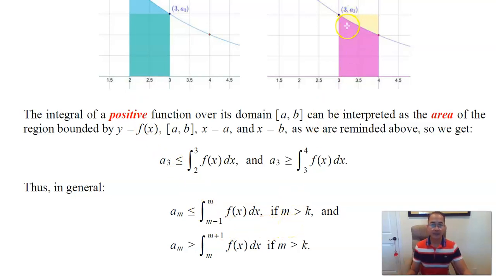And similarly here, we have a sub 3, at least the integral from 3 to 4. So this time we have a sub m and the integral from m to m plus 1. 3, 3, 4. M plus 1. Looking for patterns. So this area of the rectangle a sub m up to here is at least the integral from m to m plus 1 of f of x dx.